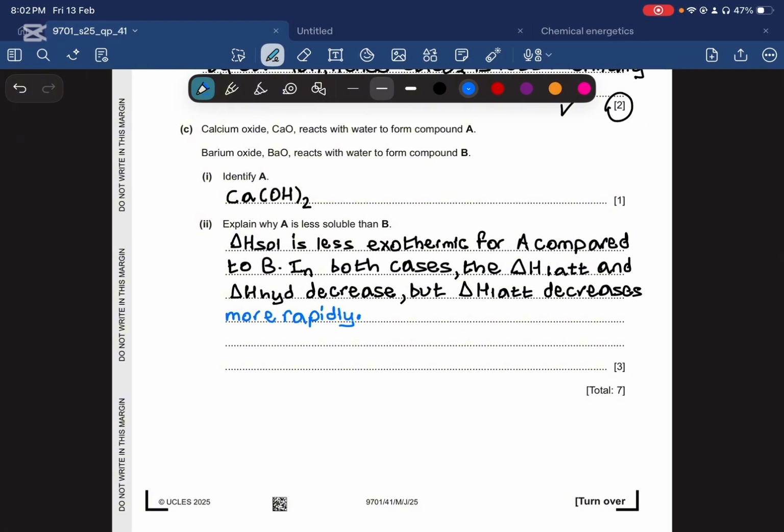That is it. So the enthalpy change of solution is less exothermic for calcium oxide compared to barium oxide. Number two, the lattice enthalpy and the enthalpy change of hydration both decrease, but because the lattice enthalpy decreases more rapidly, the solubility trend becomes that the solubility increases down the group.